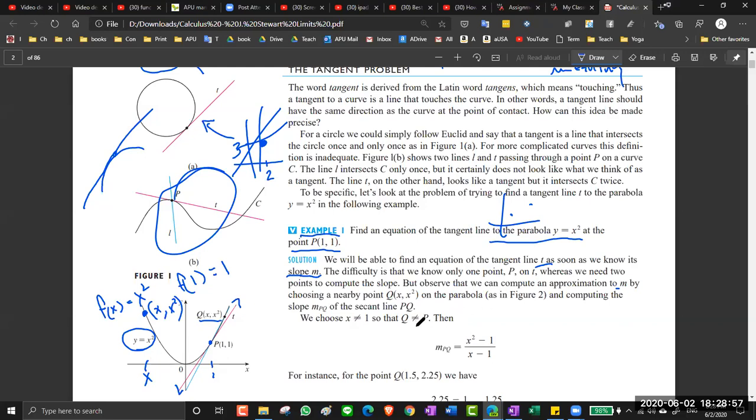And so what we can do is compute this. Why can we compute this, but not the slope at P?